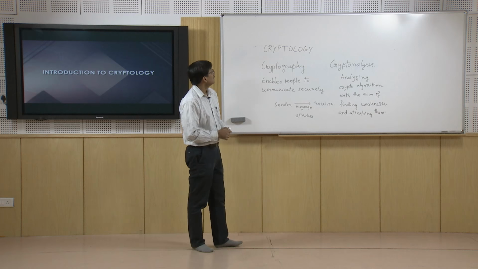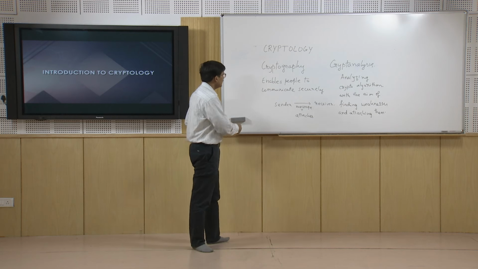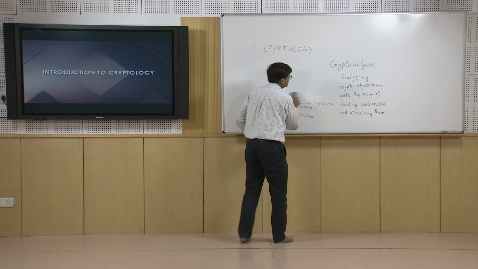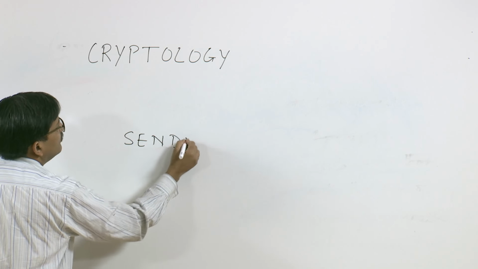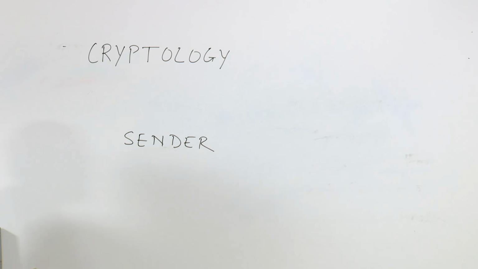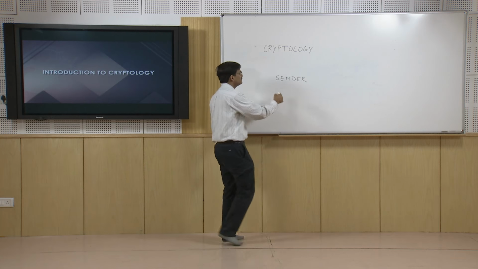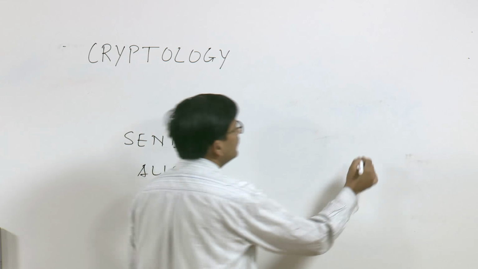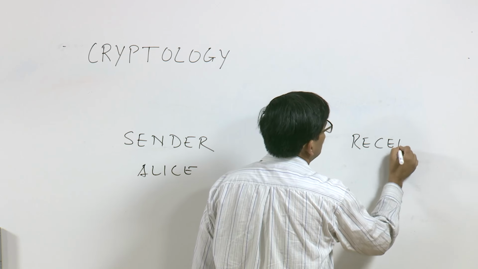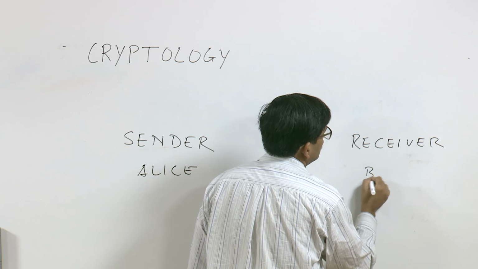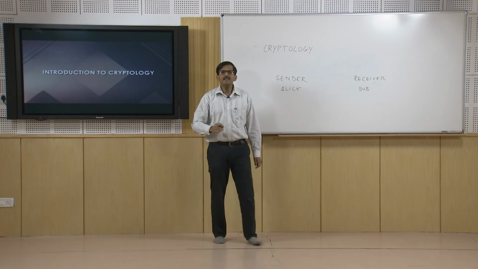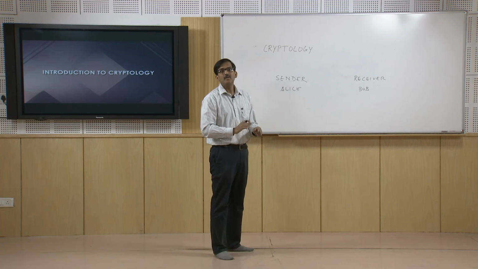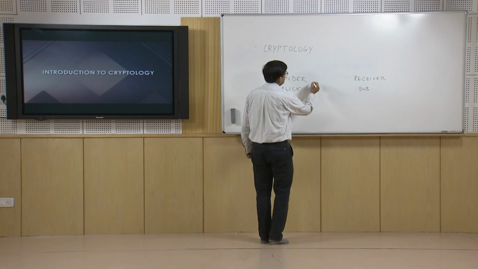Now, we come to a model of cryptography where we have a sender and a receiver. Traditionally, the sender is named Alice, and the receiver is named Bob. Alice and Bob are connected through a channel which is accessible in principle to everybody. So, it is called a public channel.